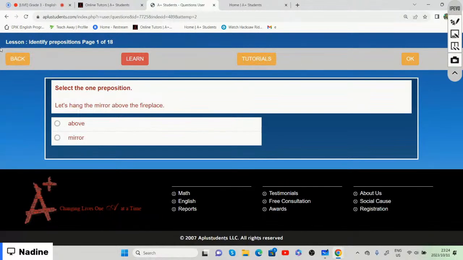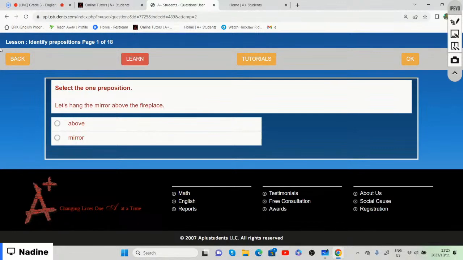Where should we hang it? Is it above or is it mirror? So we need to select one preposition. Let's hang the mirror above the fireplace.